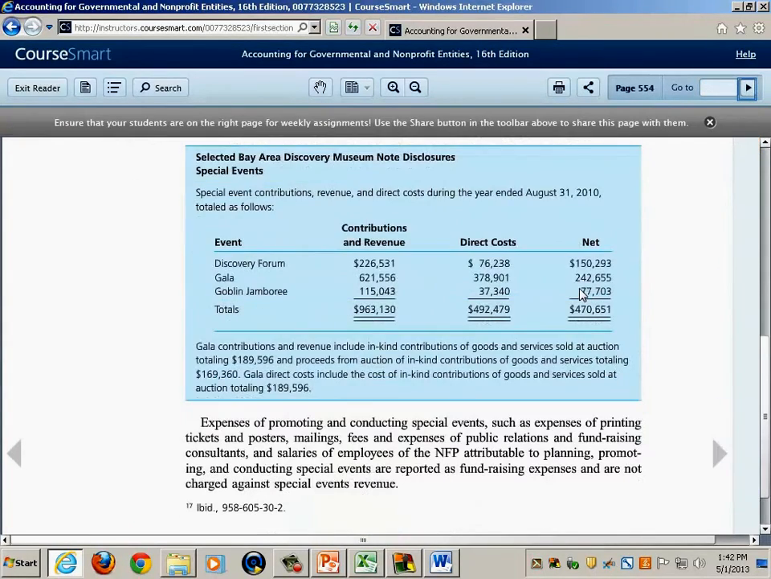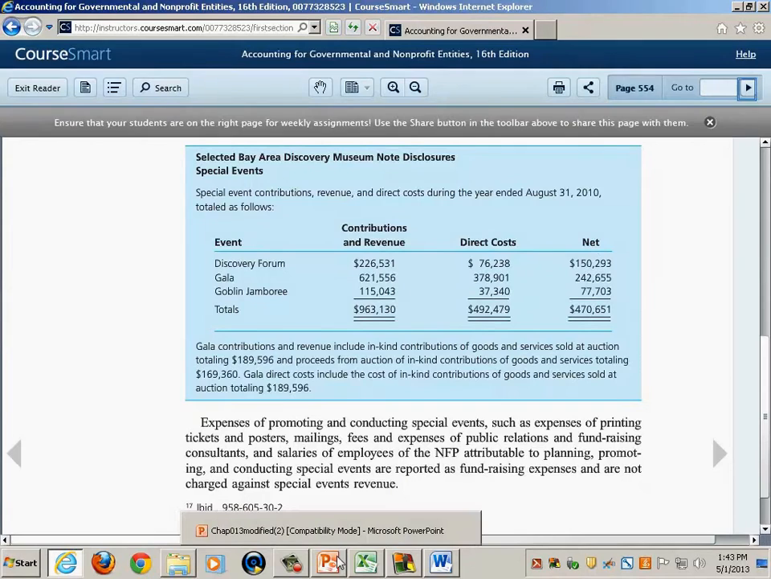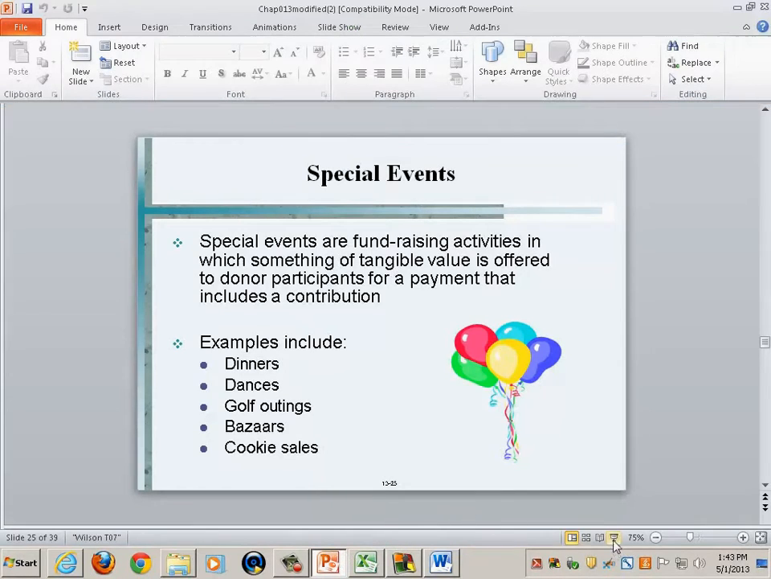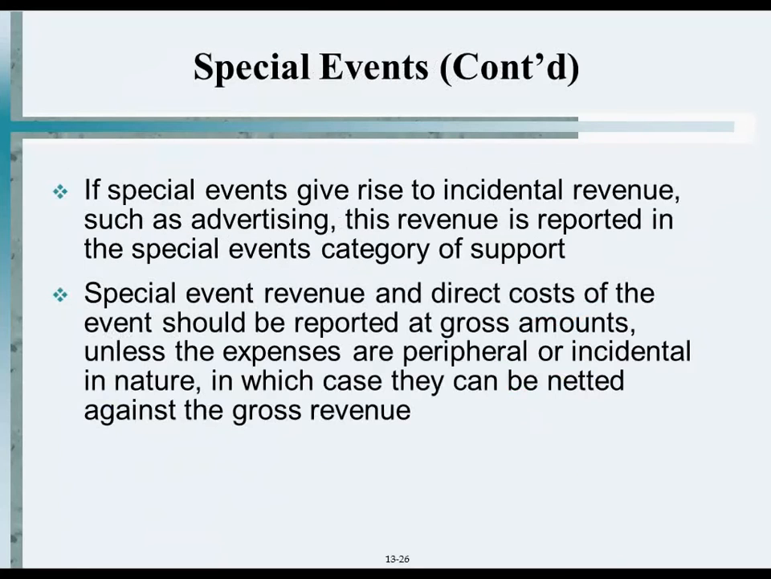Okay, so this is how it's shown for the special event. You show the contribution, and you show the direct cost, and you show the net. But you don't net the number in the books. You show it separately. Okay. And hopefully the revenues will exceed the expenses. And this is what I was saying, that you should show the number.